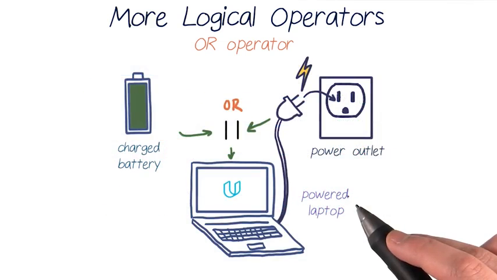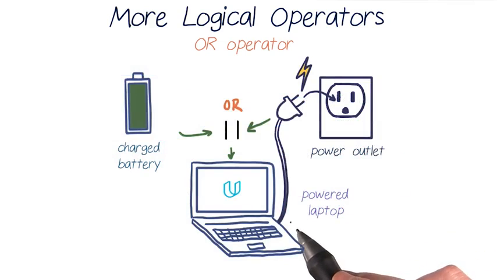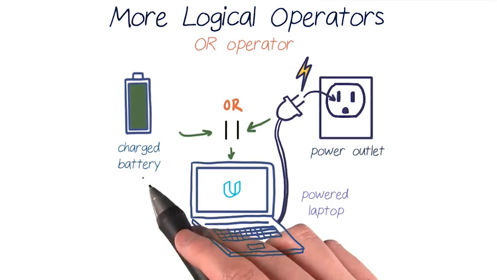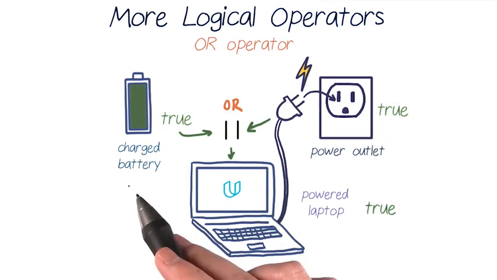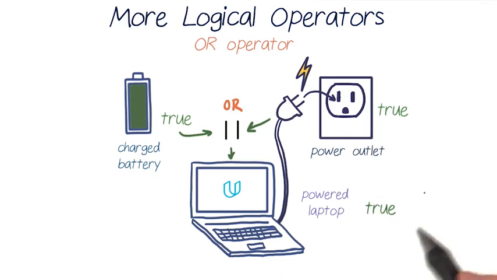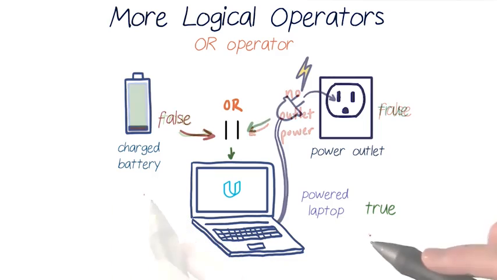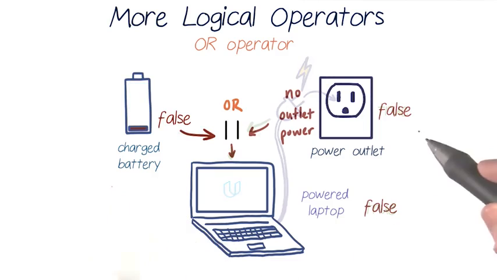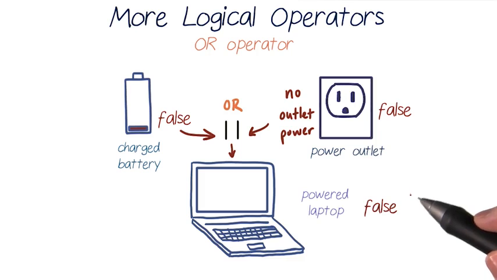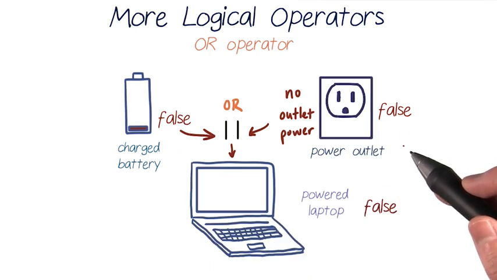To understand an OR operator a little better, think about if you're trying to power and use your laptop. For your laptop to work, it needs to get power either from a charged battery or from a power outlet. If both of these conditions are true, if it has a charged battery and it's plugged into a power outlet, your laptop should work. Your laptop will also work if only one of the conditions is true, like if it's only working off of a charged battery. And it will also be powered if you're only using a power outlet, but your battery isn't charged. The only time the laptop won't get any power and won't work is when both conditions are false, when it doesn't have access to a charged battery or a power outlet.